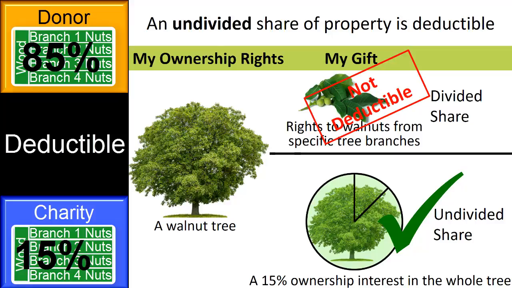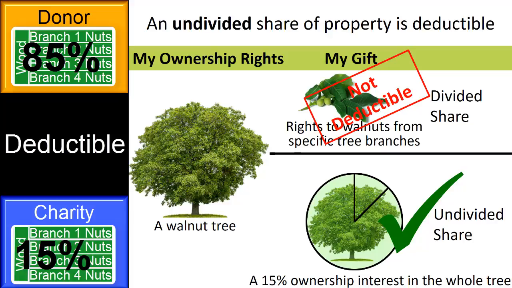If the donor cuts off a branch, both the donor at 85% and the charity at 15% own that branch as well as the remaining tree. Anything that decreases the value of the charity's interests also decreases the value of the donor's interests in exact proportion to their ownership percentages. Because there is no opportunity for abuse, this type of undivided share gift does generate a taxable deduction.